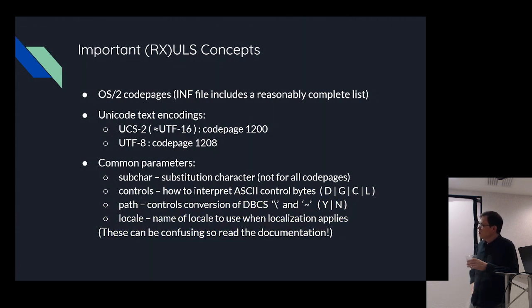And the benefit of using code page 1200 is that all of the ULS functions use UCS2, that is to say, code page 1200 strings internally. So to do anything with a ULS function within the actual API, not using RxULS, but if you had to write a C program or a C++ program or something that used them, you'd have to first convert your string into UCS2 format. RxULS takes care of that detail for you, generally.